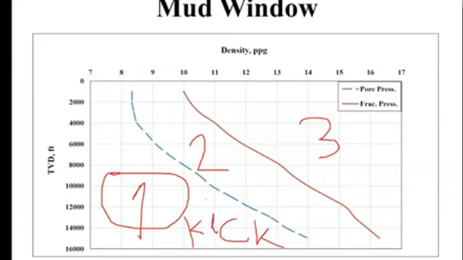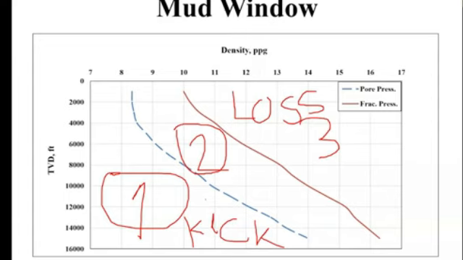In area number three, where bottom pressure exceeds fracture pressure or fracture propagation pressure, what happens if we are in this area? Lost circulation happens because we end up fracturing the formation. I mean, it's a tensile failure of the wellbore. So loss happens. The only area in which neither kick nor loss can possibly happen is area two. So somewhere between pore pressure and fracture propagation pressure.